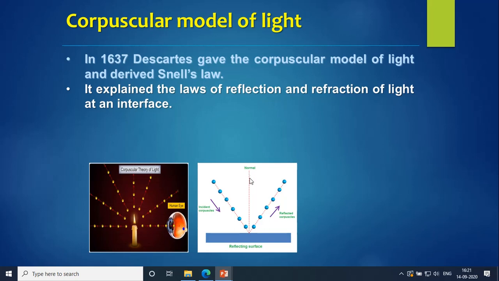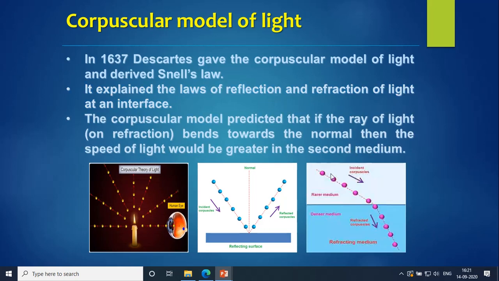And you can see this normal perpendicular to the reflecting surface, the angle made by the direction of the incident light is equal to the angle made by the reflected light with the normal. So it fulfilled the law of reflection. And they have explained refraction also.